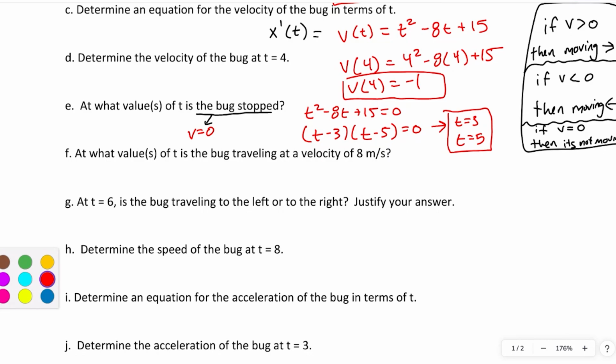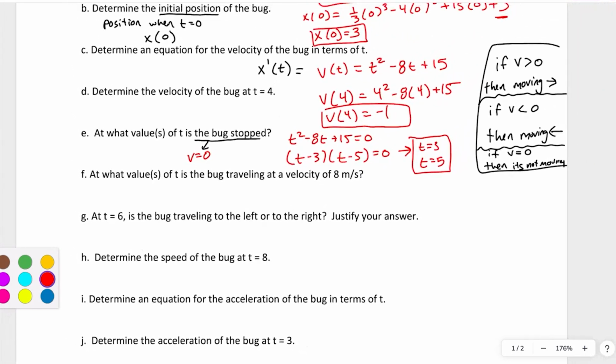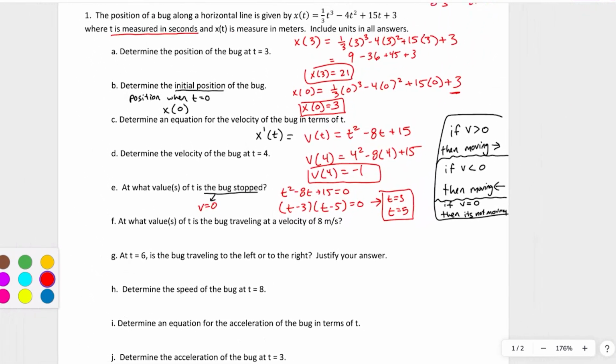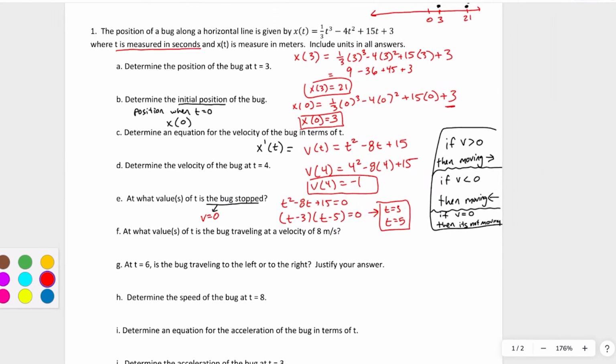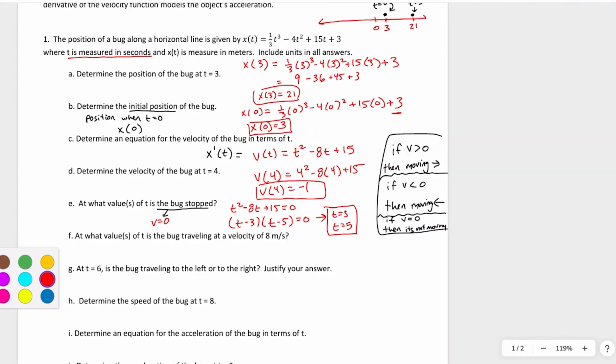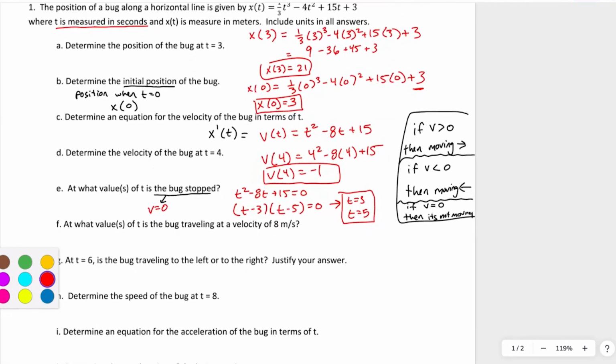That doesn't tell us where the bug is when that happens. We'd have to go back and look up here. Oh, we already know where the bug was at time equals 3. Yeah, so the bug's actually stopped up here. It's not actually moving.